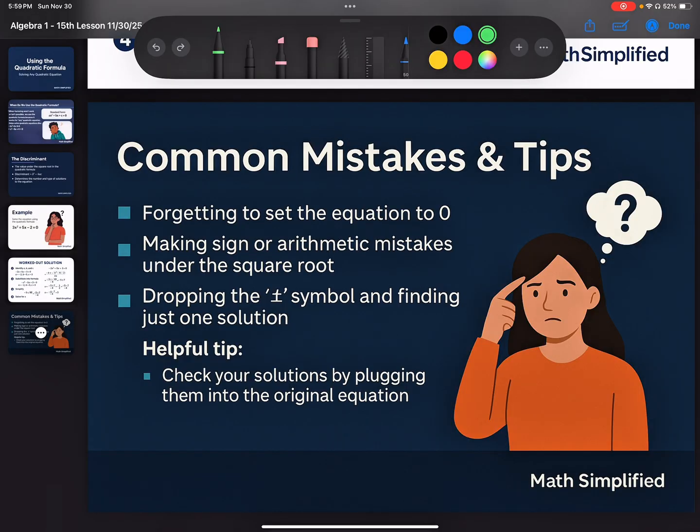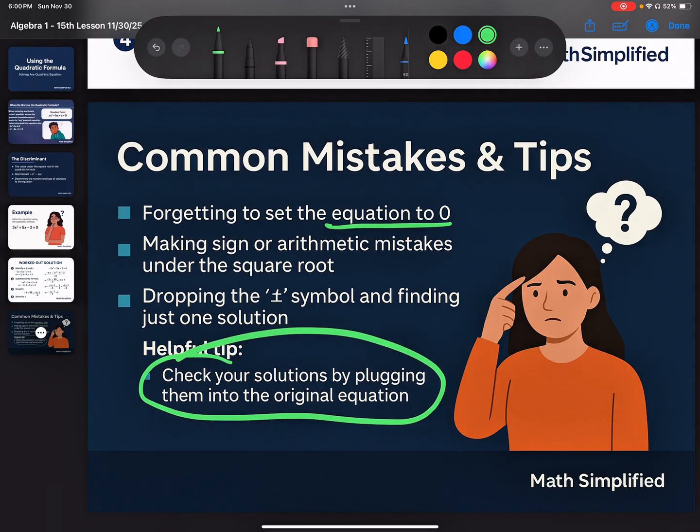So, common mistakes and tips. Forgetting to set the equation to 0, that's important. Making sign or arithmetic mistakes under the square root. I almost made a mistake, if you notice, when I was doing the square root. And then dropping the plus or minus symbol and finding just one solution. When you use the quadratic formula, you'll always have two solutions. So a helpful tip is to check your solutions by plugging them into the original equation.